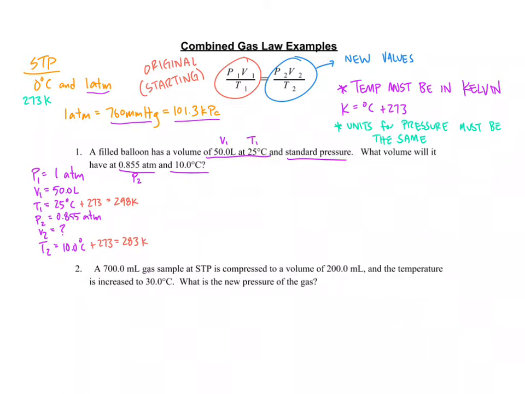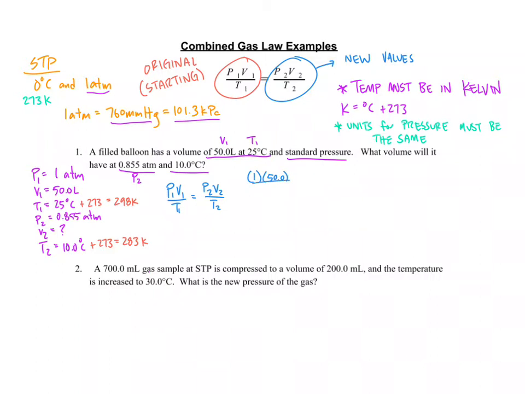Okay. So our equation says P1 V1 over T1 equals P2 times V2 over T2. So now we just substitute everything that we know. So my P1, my original pressure, is 1 atmosphere. My original volume is 50 liters.